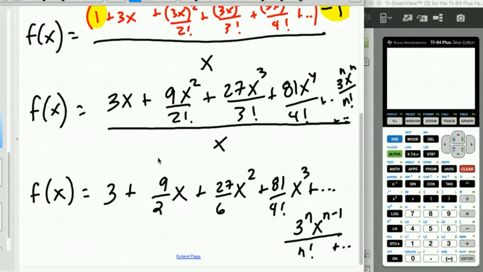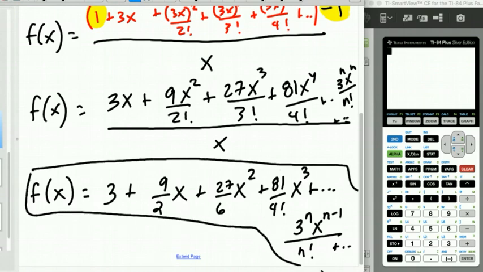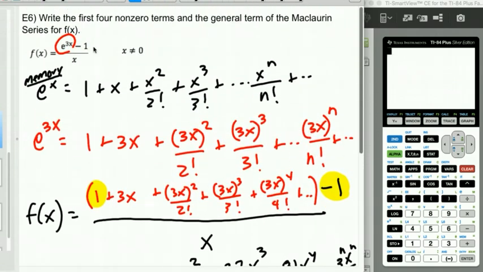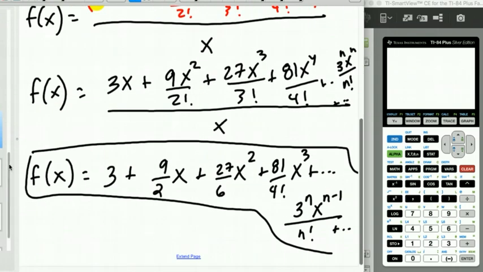And that's it. So the trick is that there's a lot going on. You have to know the basic series for e to the x. You have to be able to plug in the 3x, right, to figure that out. And then you have to be able to simplify with that minus 1 and all divided by x. So this is a pretty realistic AP problem. So we should get used to this concept.